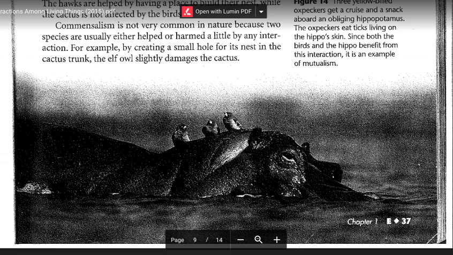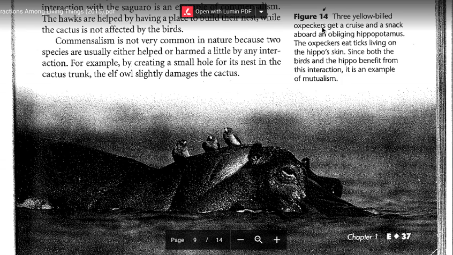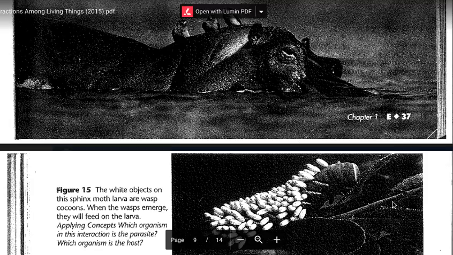Here's an example of a hippo. These birds kind of hang out on its back. It's not really bothered by that. Right? What does it say here? Three yellow-billed oxpeckers get a cruise and a snack aboard an obliging hippopotamus. The oxpeckers eat ticks living on the hippo's skin. Oh, here we go. Since both the birds and the hippo benefit from this interaction, it is an example of actually mutualism. Because the hippo is getting the ticks eaten and they're getting food from that. Kind of gross, but true.